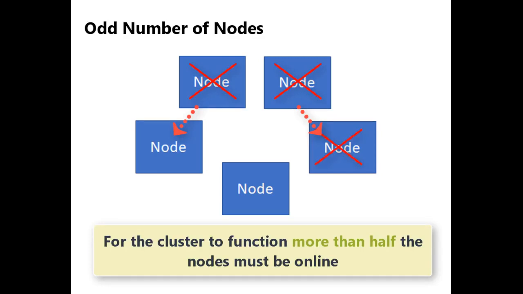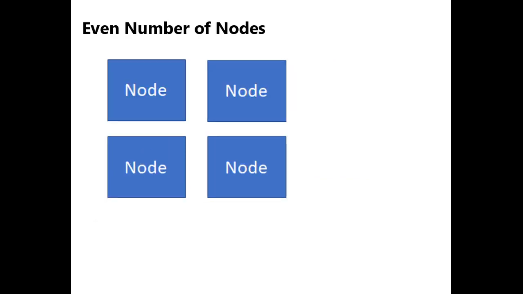So if a third node goes offline, this cluster will stop functioning, and that makes sense. You don't want all these services to roll over to just a handful of nodes. But what if we have an even number of nodes, 4 nodes?